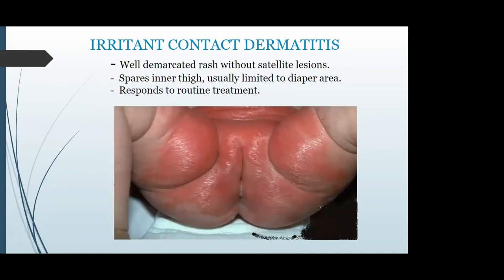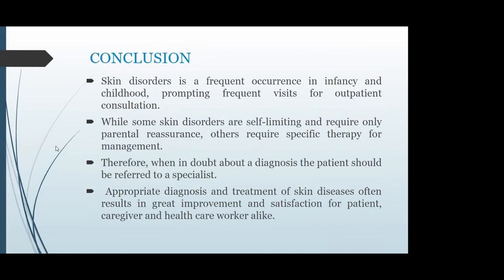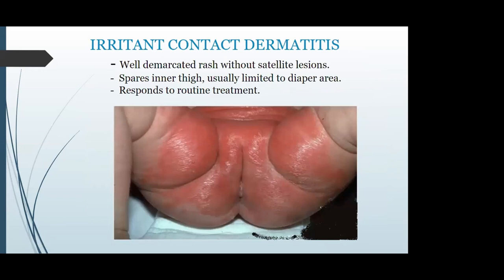Okay, so one of the commonest forms that we see is irritant contact dermatitis. As I said, it is essentially when the skin is in contact with urine or baby poo due to infrequent diaper change. As you can see, it's a well-demarcated rash. It doesn't spread because it's not infectious in nature, and it tends to spare the thigh creases and is limited to the diaper area. It tends to respond to routine treatment. I'm going to talk about what we can do to prevent it, since it's not typically infectious.